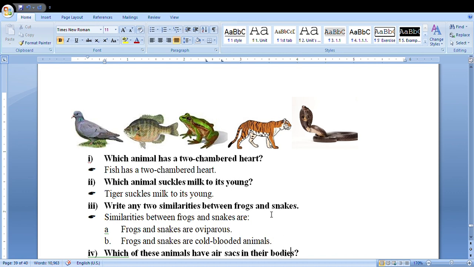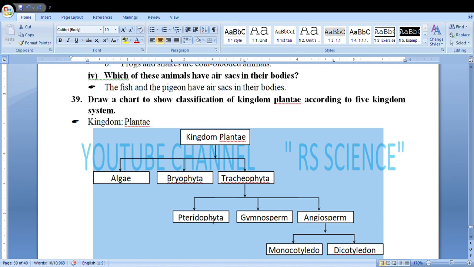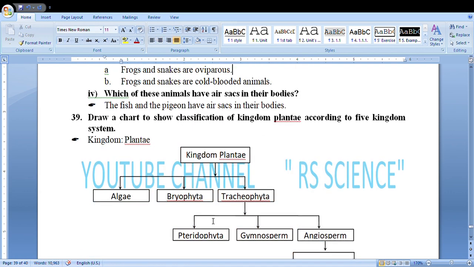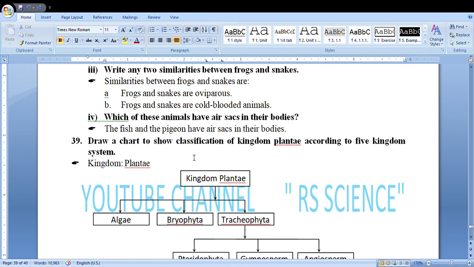Write any two similarities between frog and snake. Frog and snake are oviparous. They are cold-blooded animals. Those are the common features. Which of these animals have air sacs in their body? The pigeon has air sacs in its body to make the body light.